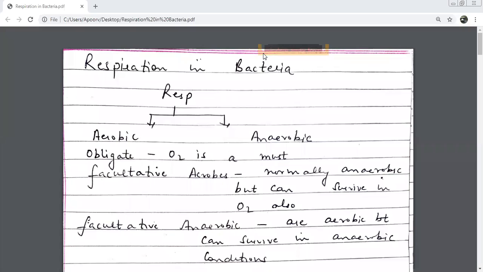Then I told you the difference between diplo, strepto, and staphylo. Cephalotrichus, lophotrichus, and peritrichus, where we had classified bacteria into different categories on the basis of what? Flagella. Very good. So on the basis of flagella, how many categories did we have? Two.